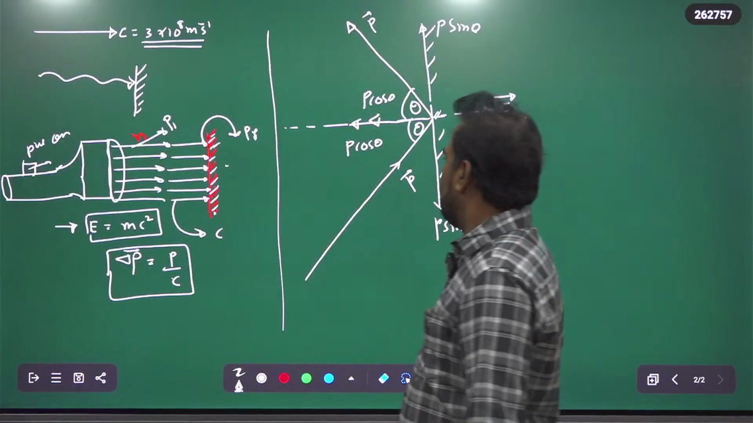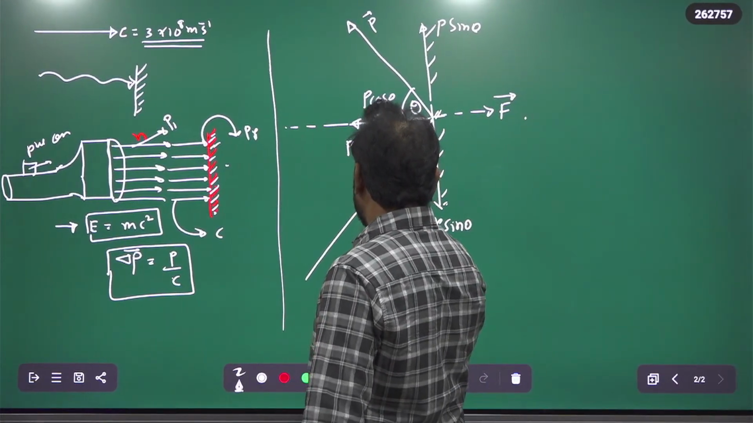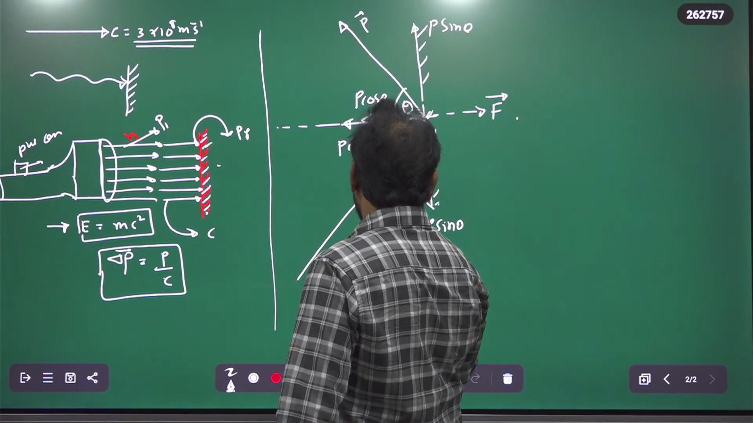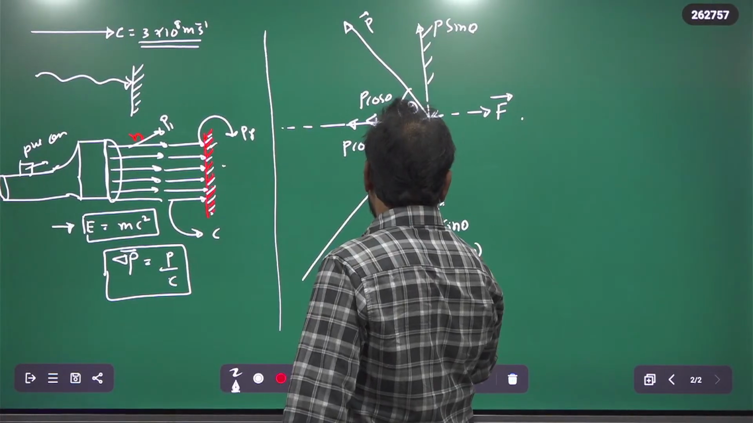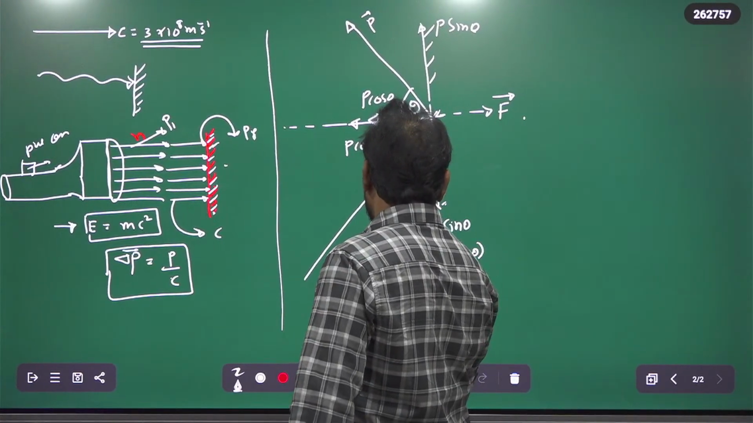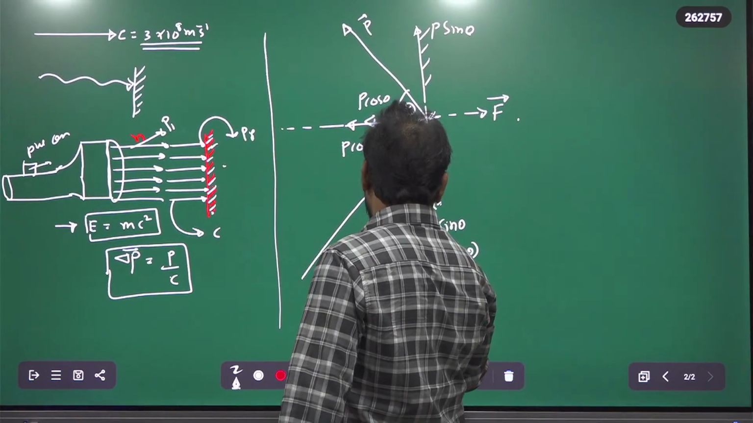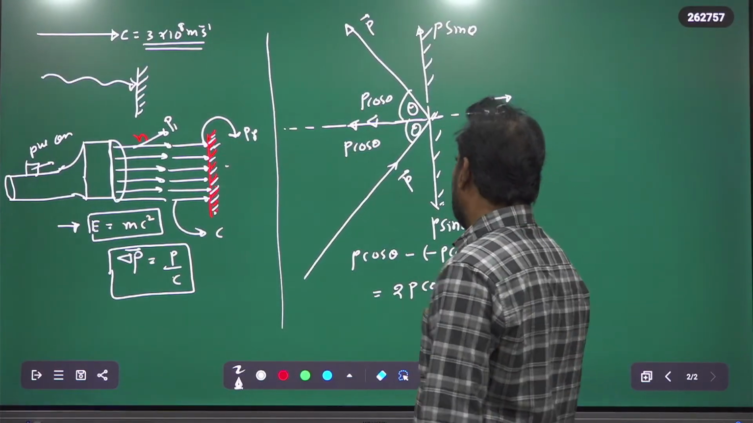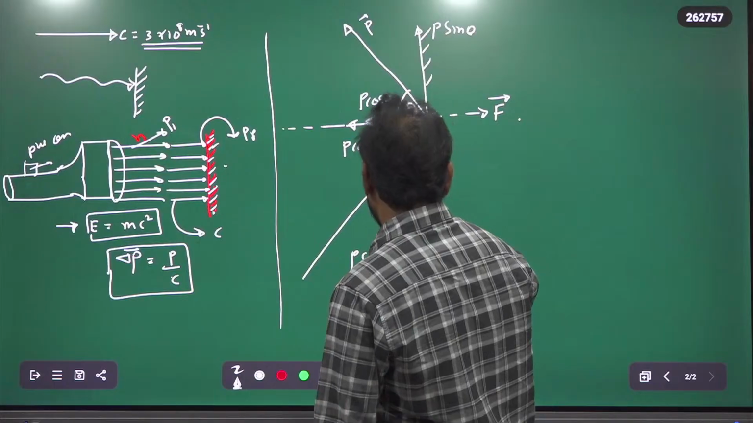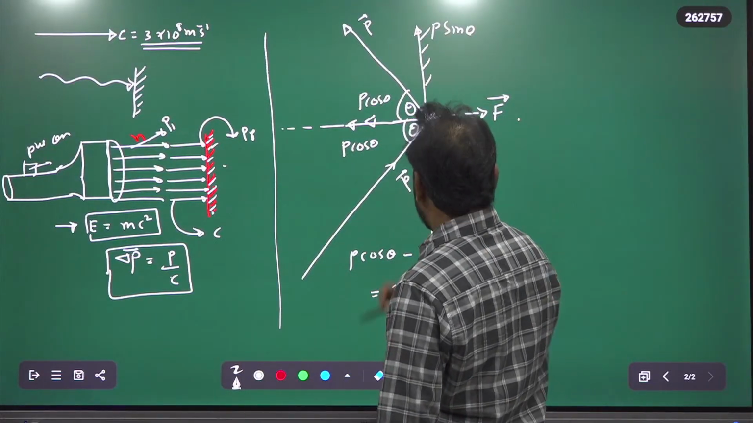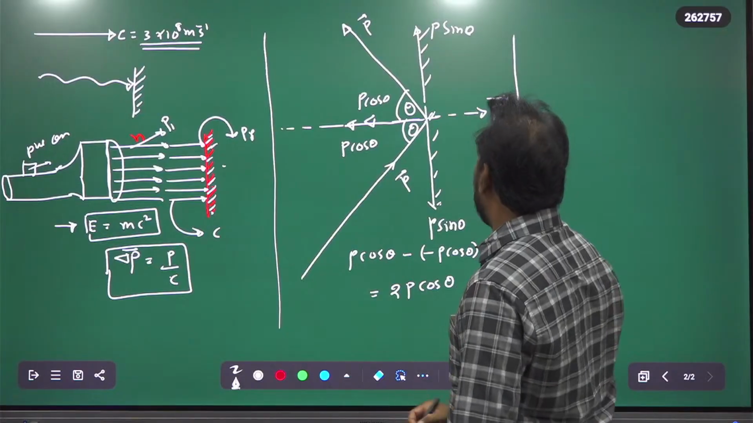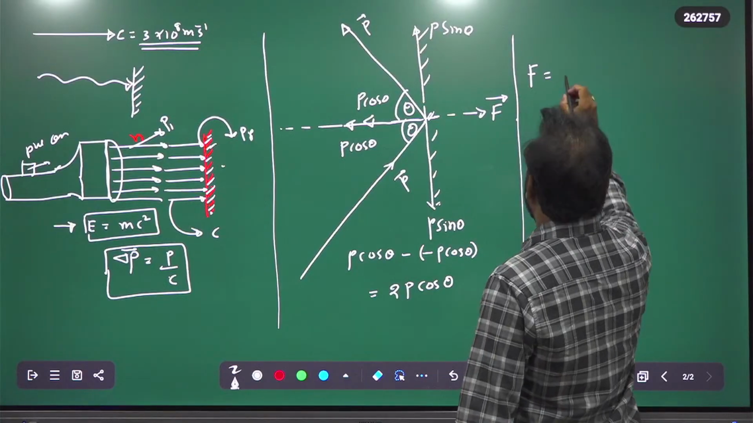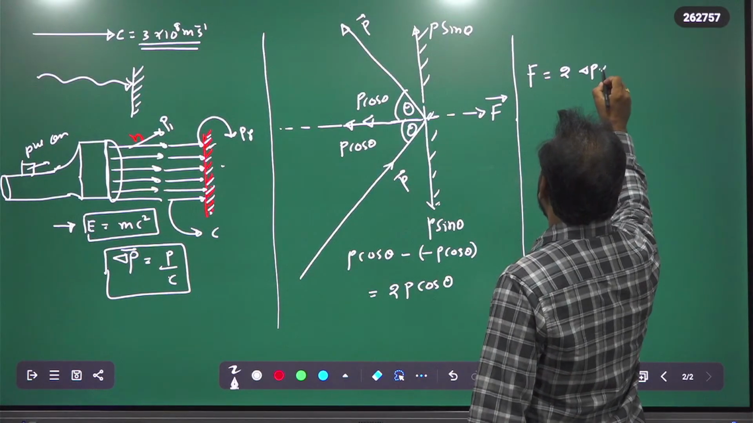Okay, so what is that? The change in momentum is given by P cos theta minus of minus P cos theta, that is equal to 2P into cos theta. Change in momentum is 2P cos theta. Okay, what is the force experienced? The force experienced by the photon on the walls is given by F is equal to 2 into delta p into cos theta.